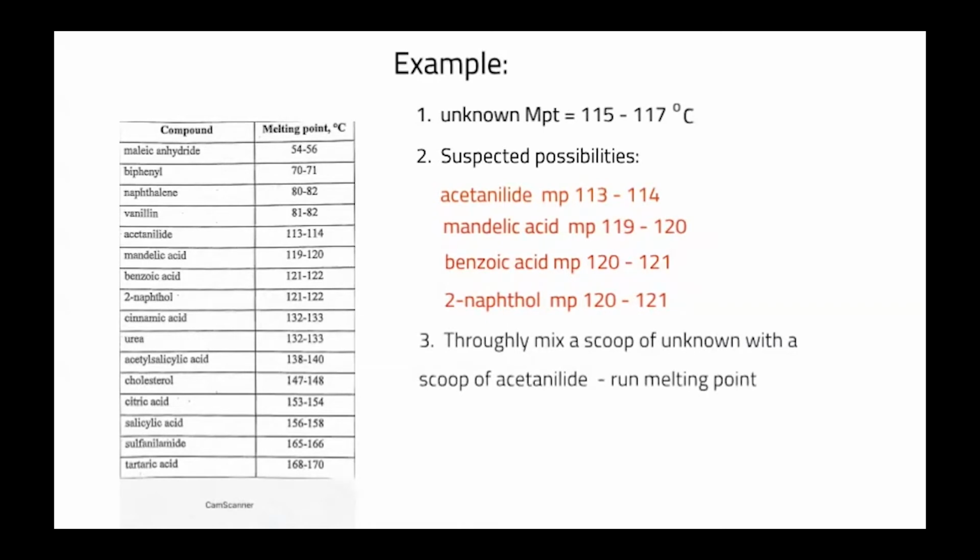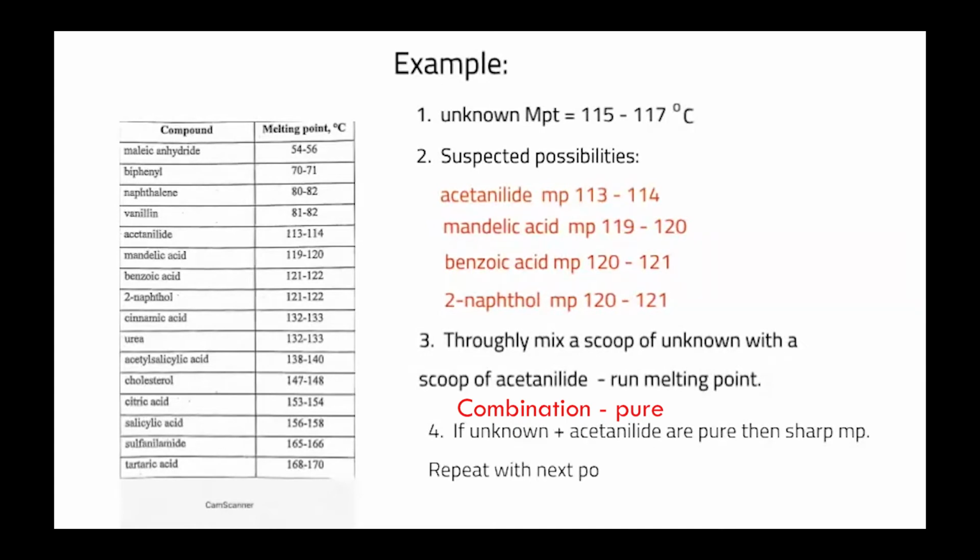Run the melting point. If the unknown and acetylaldehyde are pure, then the melting point is sharp. It should be close to 115 to 117. If there is a lower melting point and there's a wide range, then repeat with the next possibility, basically doing step 3 again.